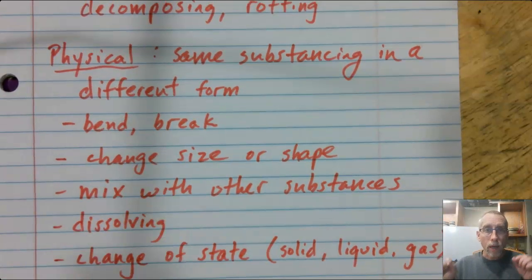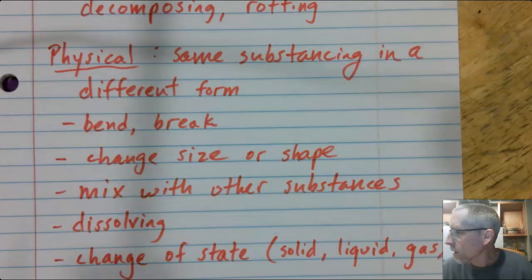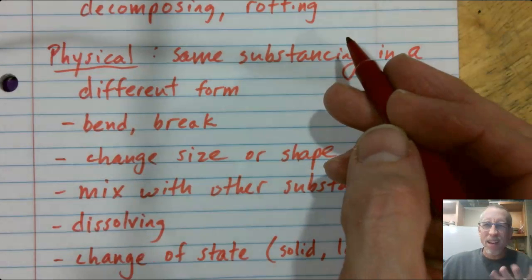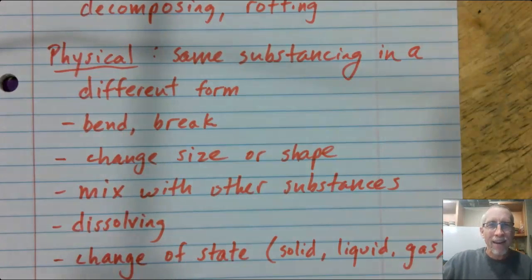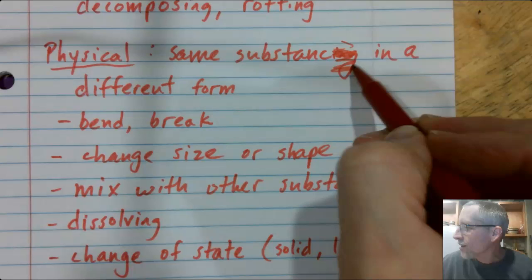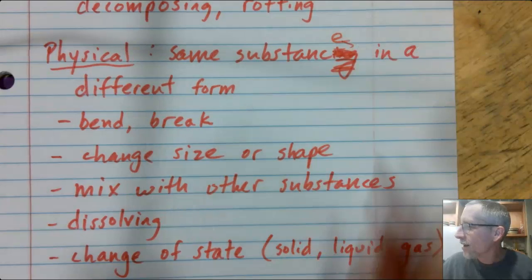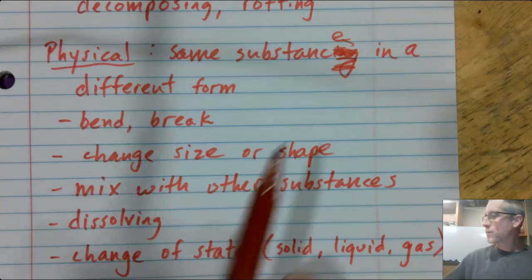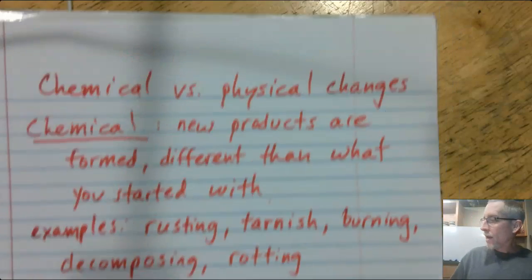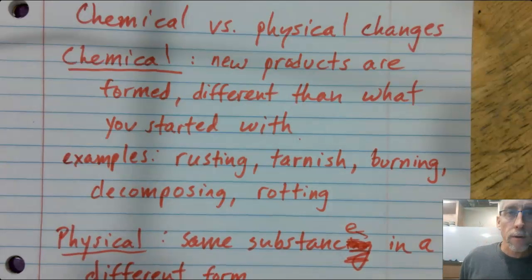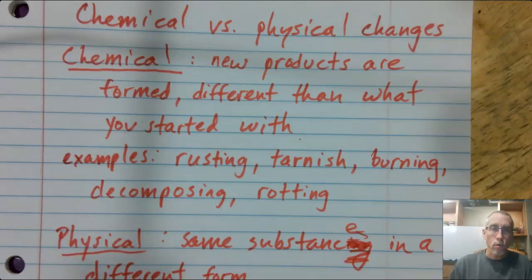All right. So again, the key difference is, oh, look at this. I just noticed, I'm looking at my screen. When I talk and try to write at the same time, sometimes my hand doesn't move quite like it should. This should say substance. And I wrote substancing. Now, you were thinking 5 minutes ago, what did he just write there? But same substance in a different form, okay, or same substance in a different form. If you have a new substance, that's when it's a chemical change, all right? Okay, so there's the key difference between those two.